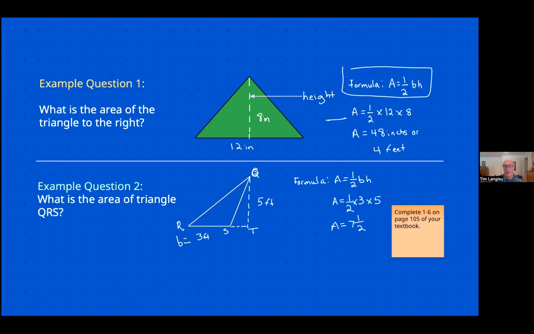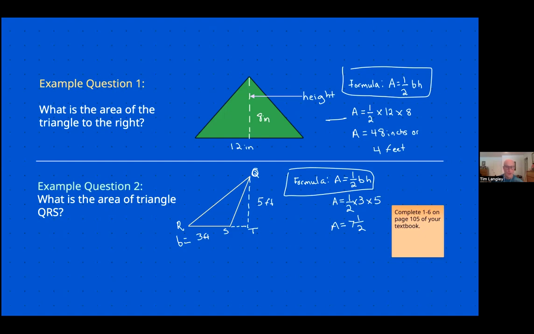All right. So again, I've got my formula. I'm going to write it out. Area equals 1/2 B times H. I'm going to plug in my numbers, 3 and 5. So there's a base of 3 and a height of 5, and area equals 7.5. It's really half of 15, which is 7.5.